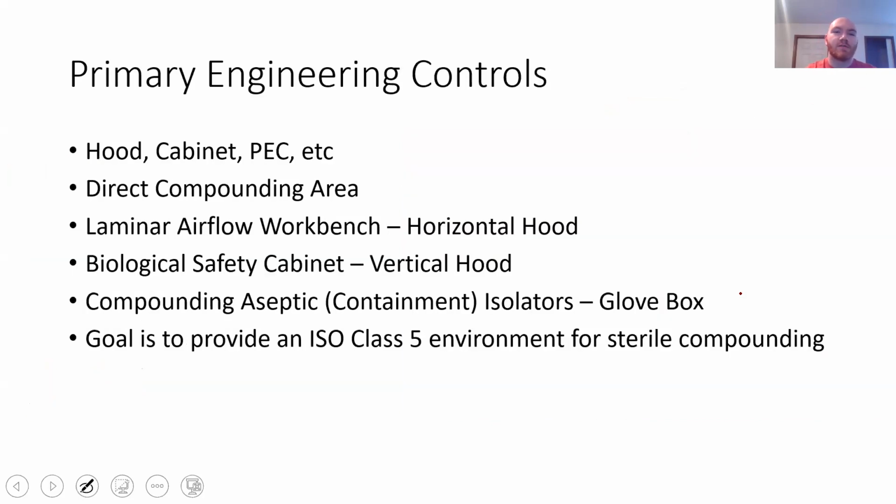So primary engineering controls, the hood, the cabinet, whatever you want to call it. It's the DCA. There's three main types: the laminar airflow workbench, which is the horizontal hood, the biological safety cabinet or vertical hood, and then the compounding aseptic isolators or compounding aseptic containment isolators, which are generally called a glove box. And they're meant to provide an ISO class 5 to do your actual sterile manipulations.